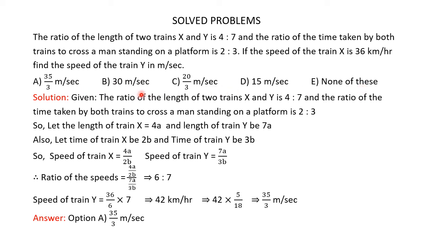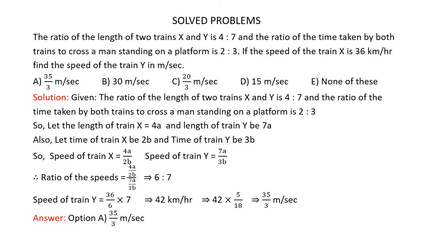Now it's given that the ratio of the length of the two trains x and y is 4 is to 7. So if the length of train x is 4a, then the length of train y will be 7a. It's also given that the ratio of the time taken by both the trains to cross a man standing on a platform is 2 is to 3. So if the time taken by train X to cross the man standing on the platform is 2b, then time taken by train Y to cross the man standing on the platform will be 3b.